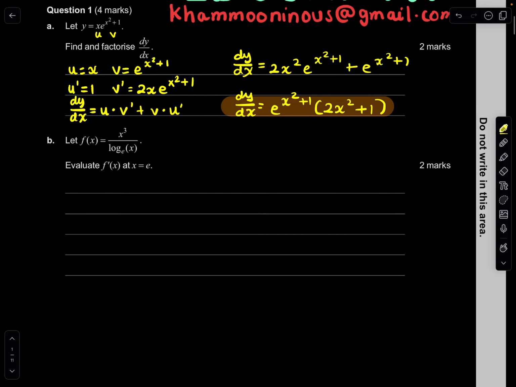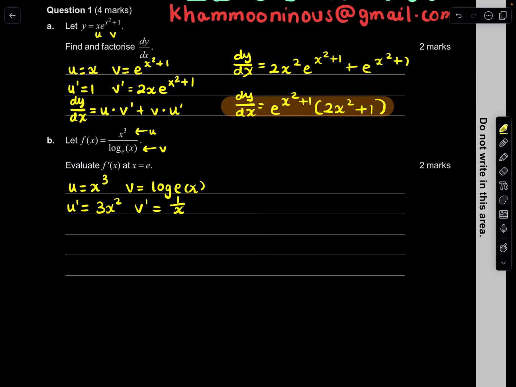B, let f of x be this. Evaluate f dash of x at x equals e. So this is the quotient rule. We let u be the top function and v be the bottom function. So let's do the same process. u is x cubed, v is log e of x. So u dash is 3x squared, v dash is 1 over x.